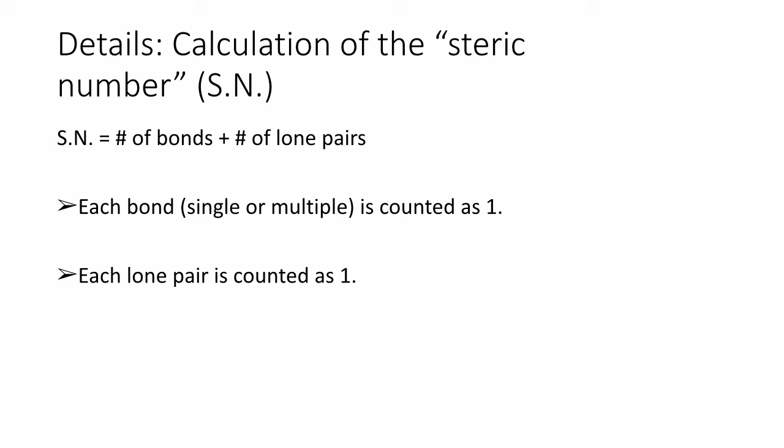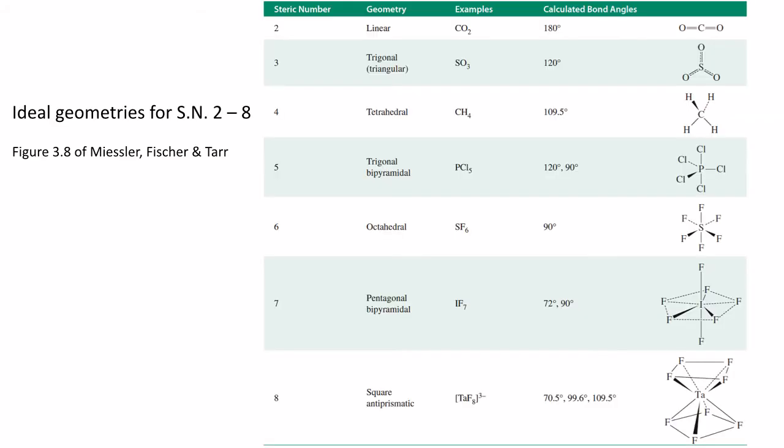All right, now once you come up with a steric number, you then look at this table. This table is figure 3.8 of our text. And what you do here is you simply look up the table and find the corresponding geometry. So steric number 2 is linear, 3 is triangular, 4 tetrahedral, 5 trigonal bipyramidal, 6 octahedral, 7 pentagonal bipyramidal, 8 square antiprismatic.